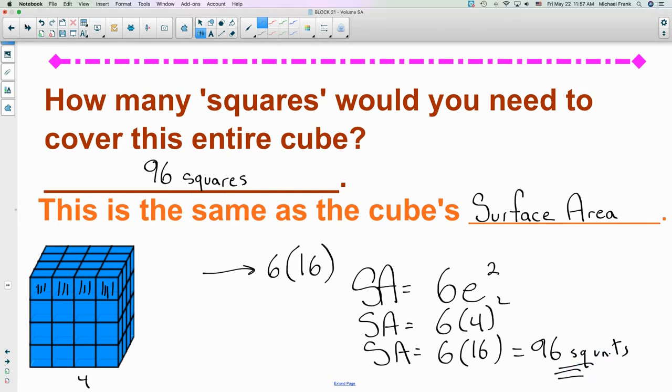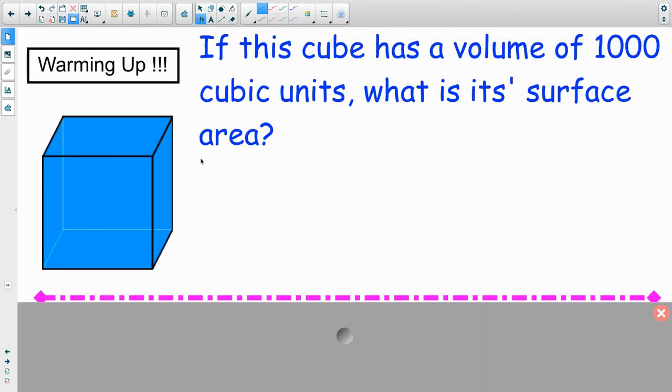Great. Let's move on. Okay, so now we could get to slightly more advanced reasoning here. As we're warming up, let's see if we could figure out a problem that involves both volume and surface area in one problem. It says, if this cube has a volume of 1,000 cubic units, what is its surface area? Go ahead, pause your screen and see if you could work this one out. Okay, let's see what you accomplished.